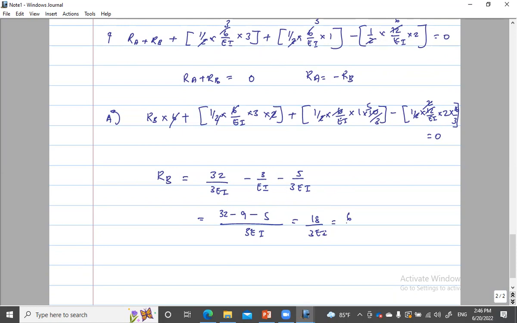That is 6 over EI. Then RA is minus 6 over EI. Okay. So we found the reaction. Now this reaction will act as a load on the other part.